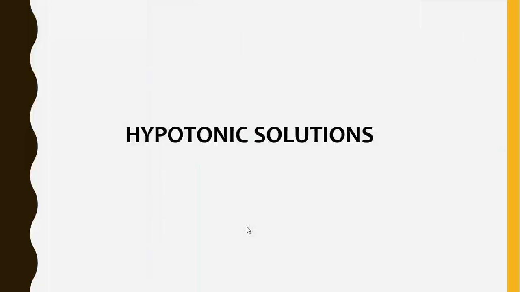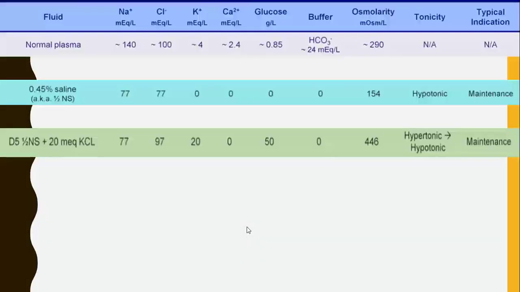It's a repeated slide, I apologize for this. Those are the hypotonic solutions. The hypotonic solution is the half strength saline or saline mixed with dextrose 5%. And again, these fluids will be infused into the cells, so the cell will swell. It can be used in cases of severe dehydration, like the hyperosmolar non-ketotic coma.